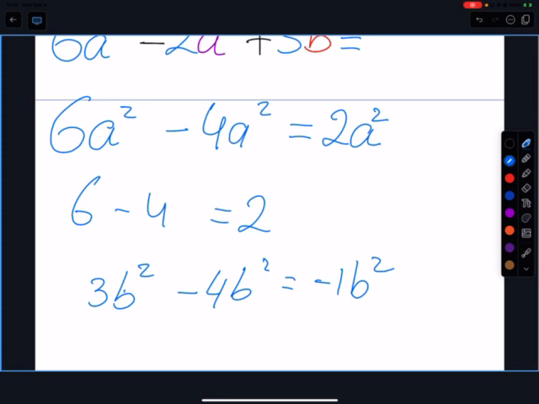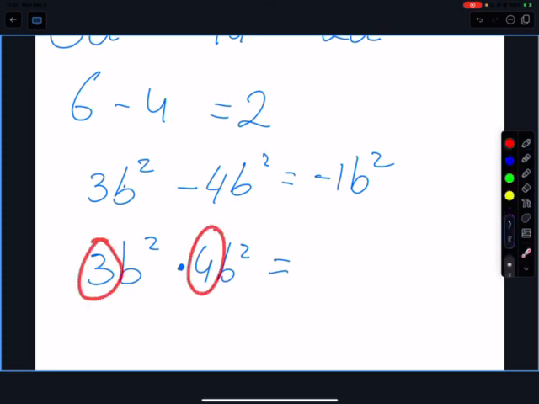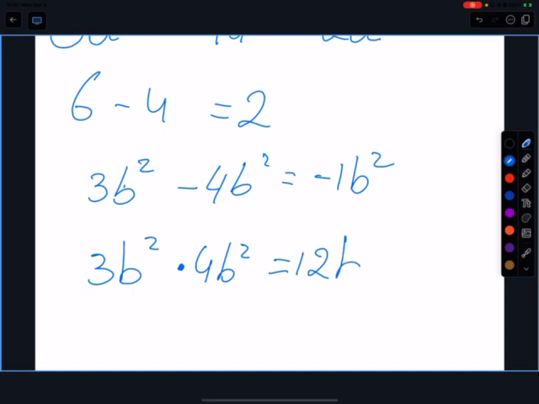Yes, multiplication is different. So if you have 3b squared multiplied by 4b squared, that's something else. That's 3 times 4, which is 12. And then you have b squared times b squared. B to the power of 4. You add the exponents together, 2 plus 2. Yes, those are the things I noticed in the homework.